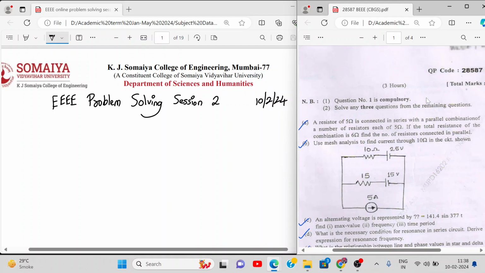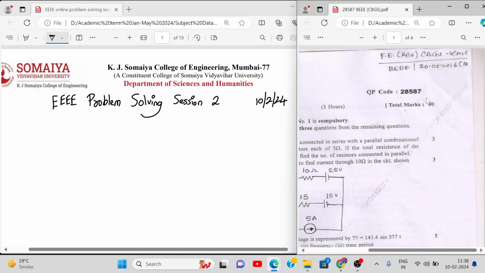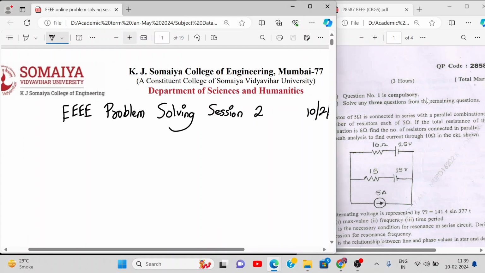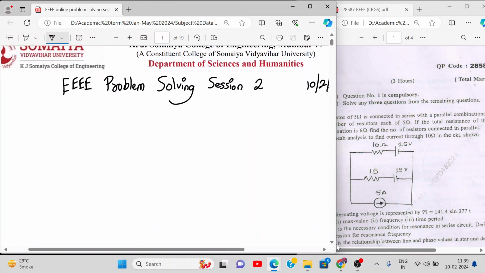Yes. So this is the 2016 ESE paper, May 2016. So let's start with numerical number 1. We will be solving all the topics from module number 1. So we will be focusing on module number 1 questions. Module number 1, DC circuits.